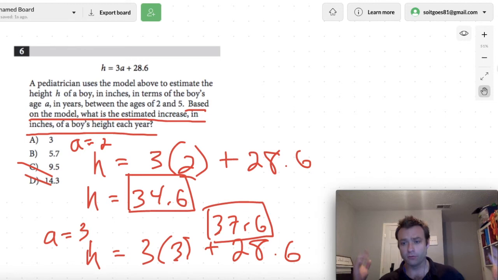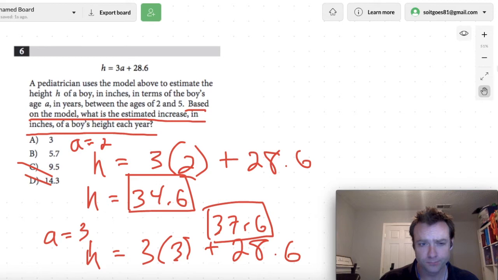How much is this kid growing every year? Like 3 inches. Is it A or B? So it's A. Now again, we could test again. We could plug in a 4. Okay, let's do that. Let's plug in a 4.